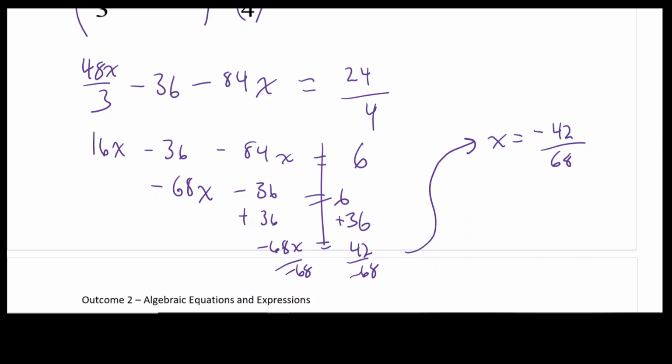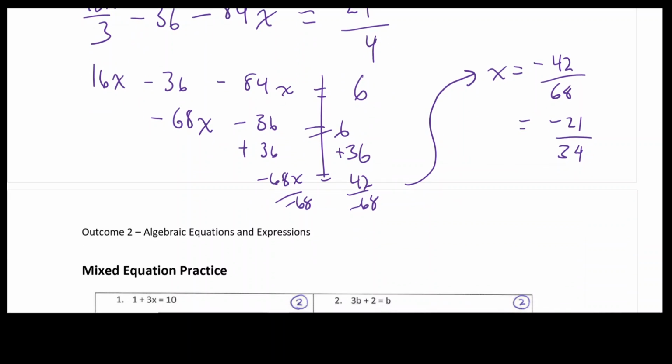Remember, a positive divided by a negative is negative, same as a negative divided by a positive. So it doesn't matter where that negative is. I like them on top. And again, you can leave it as the 42 over 68. You can reduce it to, what would that be, 21 over 34 to start out. And then 3 and 7. Yep, so I think that's as far as you can go with that one.